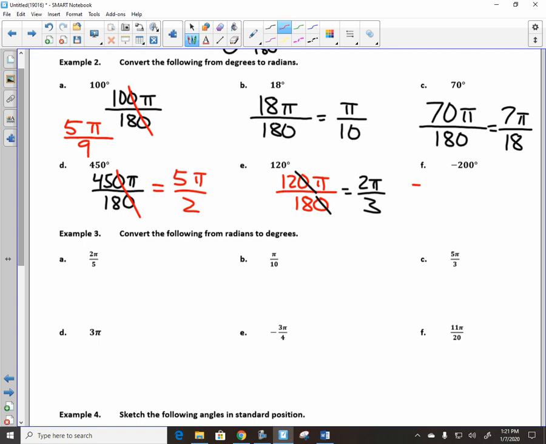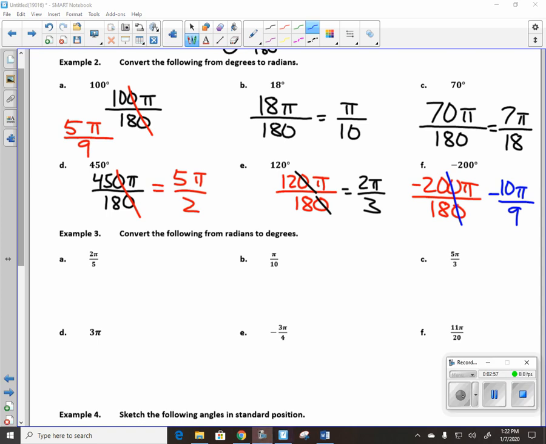And negative 200. Negative 200 pi over 180. What can I cross off right away? The zeros. And we end up with negative 10 pi over 9. Negative angle. So give you a real life example here.